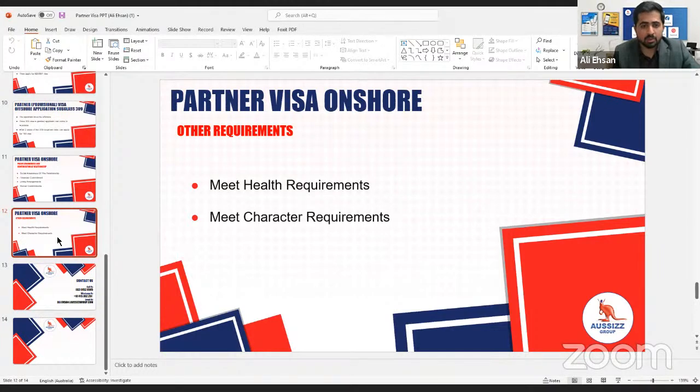Now, another thing you can do is, of course, lodge a partner visa while the applicant is in Australia. In that case, you can get a bridging visa once their student visa expires.